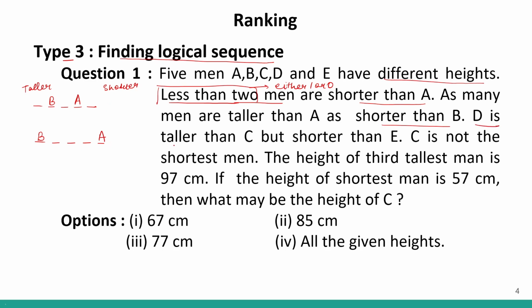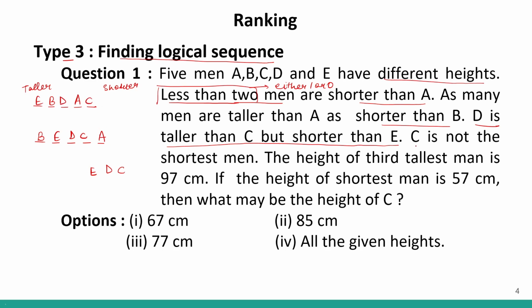D is taller than C but shorter than E. So we know that D is taller than C but shorter than E. So this is the criteria. So I can simply fill it over here and I can fill it over here. So we get two possibilities now.